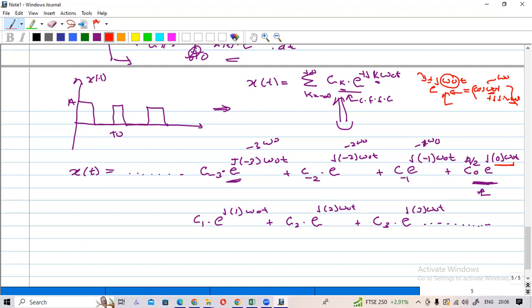This is the frequency component. What is that? This is e to the power j0 omega naught t. What is that? 0 multiplied by omega naught. What is the frequency component? So it is 0, no? Yes, thank you. It is 0. So this part has 0 frequency component.